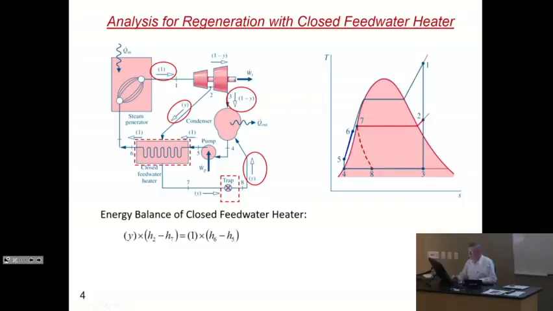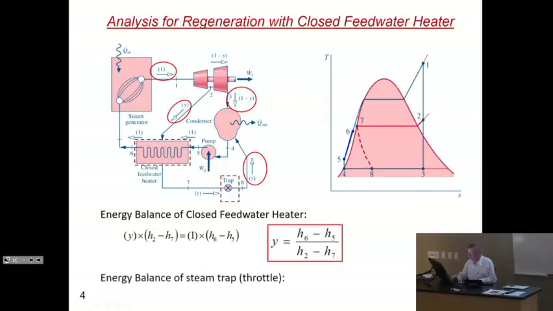Now we have to, of course, write the energy balance of the closed feed water heater, which is a conventional heat exchanger. So mass flow of y times enthalpy 2 minus enthalpy 7 equals mass flow between 5 and 6 times enthalpy 6 minus enthalpy 5. Now this is the main mass flow, so this is fraction 1 of the m dot 1 times H6 minus H5, which must equal the fraction y that came from 2 to 7, fraction y times H2 minus H7. That's the energy balance in the closed feed water heater.